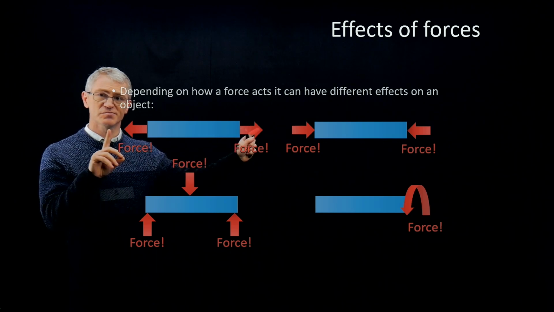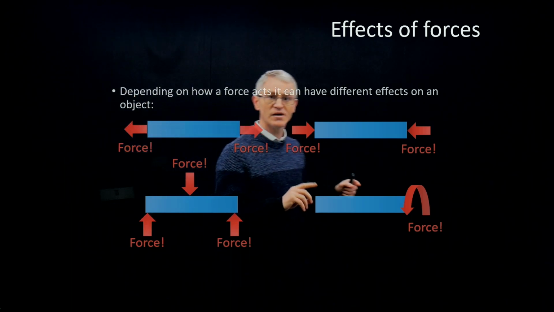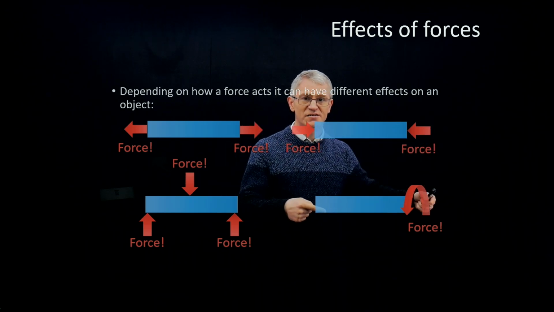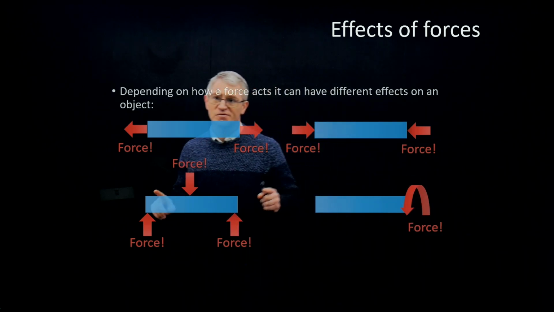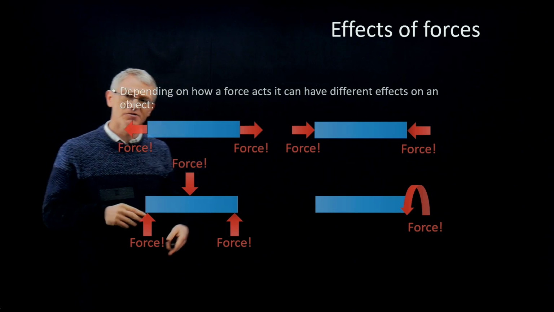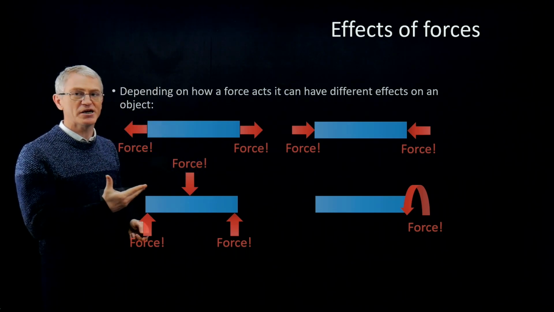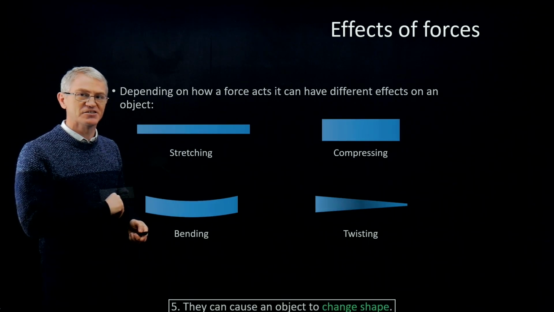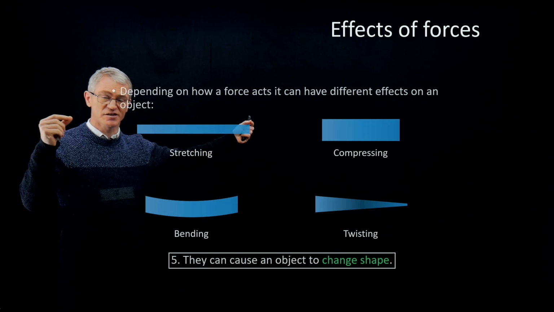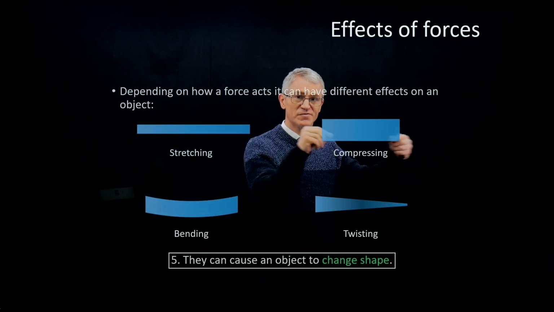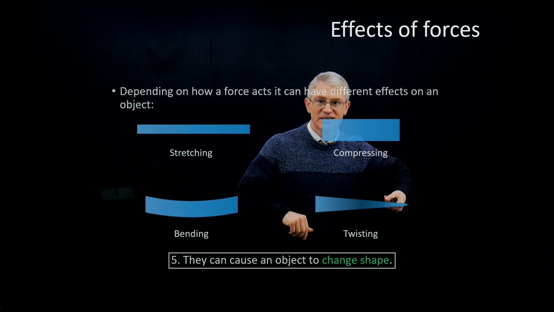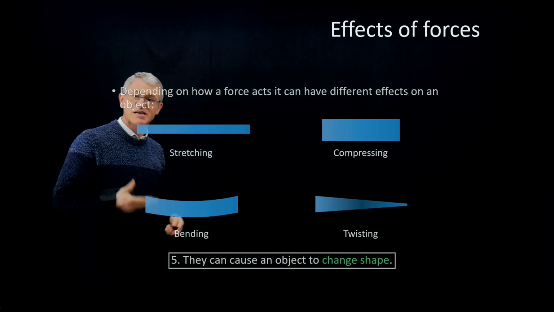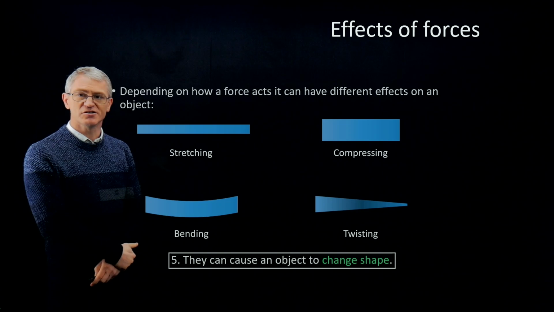We've got two opposite forces pulling outwards. We've got two opposite forces pushing inwards. We've got a force on this end that is twisting, and we've got a force pushing up and a force pushing down. So what do we think is going to happen to the shape of these objects? Let's have a look. You can see that one is being stretched because the forces are going out, one is being compressed because the forces are going in, one is twisted on that end, and one is bent because it had two forces going up and one force going down. So you can cause an object to change shape if you apply the forces in a certain way.